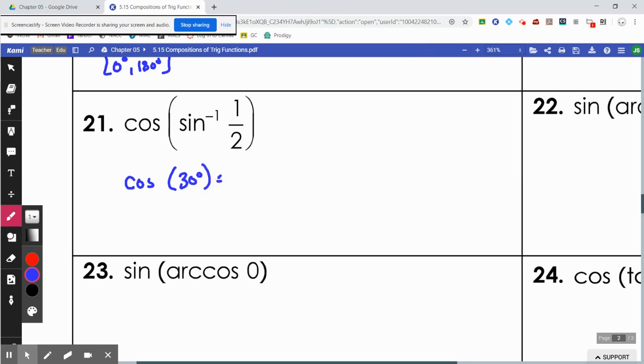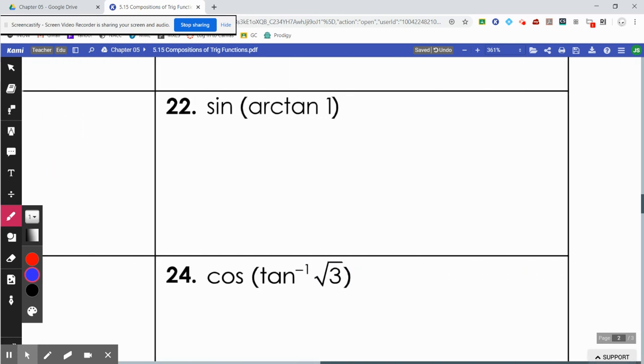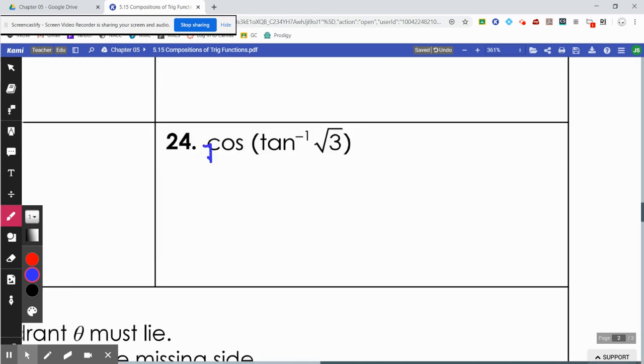So now it's simple. We don't have to worry about where it's defined or anything. We took care of that in the first step. The cosine of 30 is root 3 over 2. Number 22, the arctan of 1.